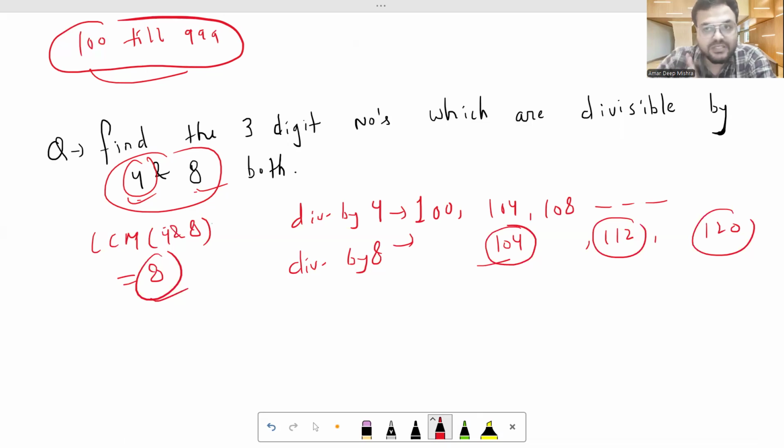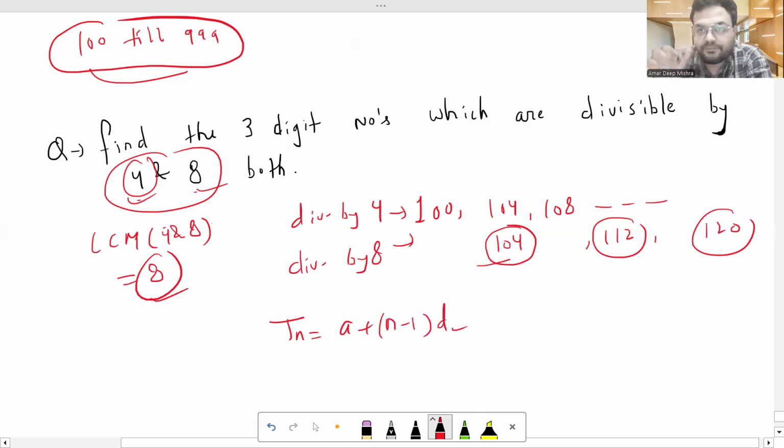But for now, you just keep in mind that if we have to find out the nth term of an AP, of an arithmetic progression, so the formula is Tn equals to A plus n minus 1 into D, where D is the common difference. A is the first term and n is the value of nth term. So this series 104, 112, 120 will go on up to what?